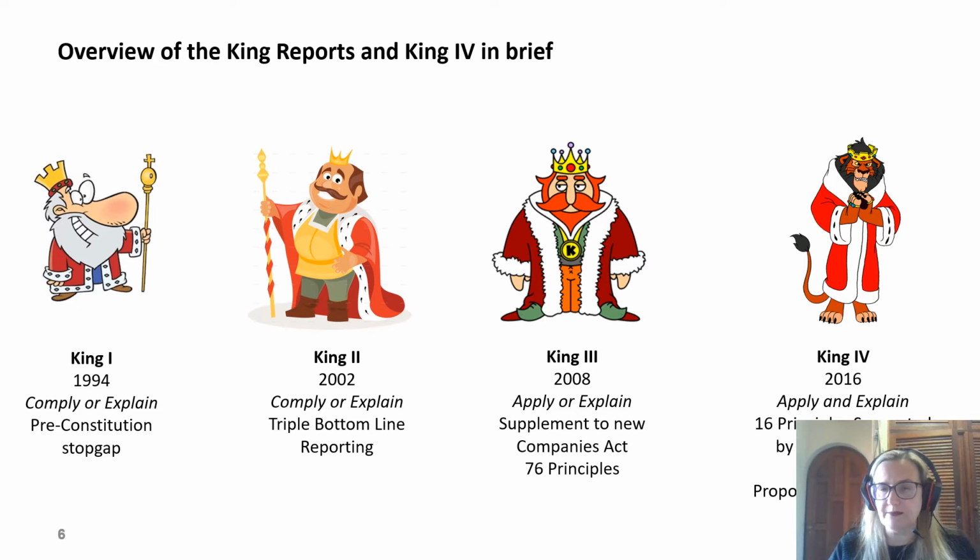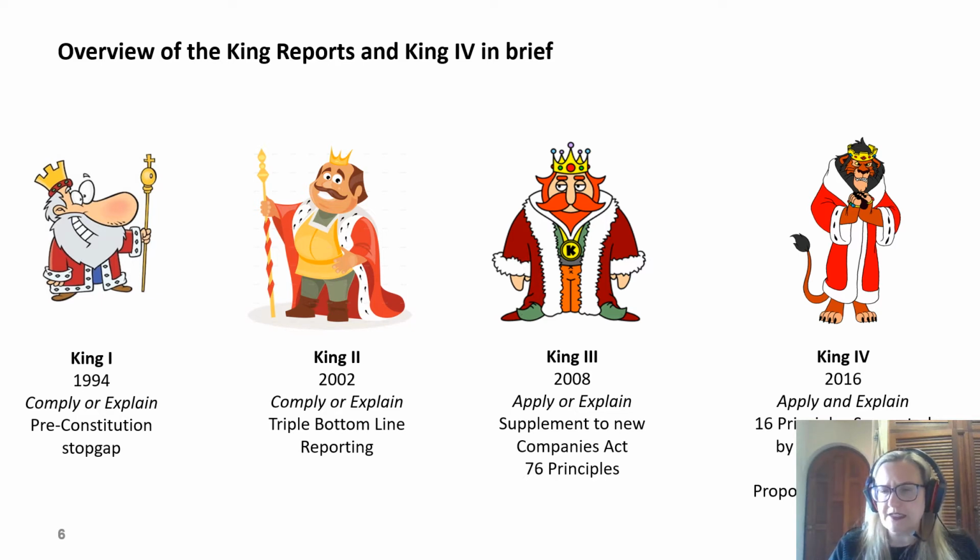So what this meant was that companies should apply the principles in King or explain why they haven't applied them. And there are 76 principles in King 3. So this then gave rise to a checklist that companies would develop with 76 principles, and then we would just tick boxes as to which ones we had applied, and where we hadn't applied them we would give an explanation. And that was all well and fine.